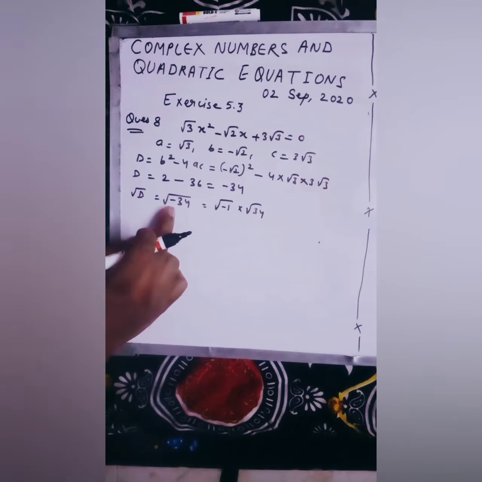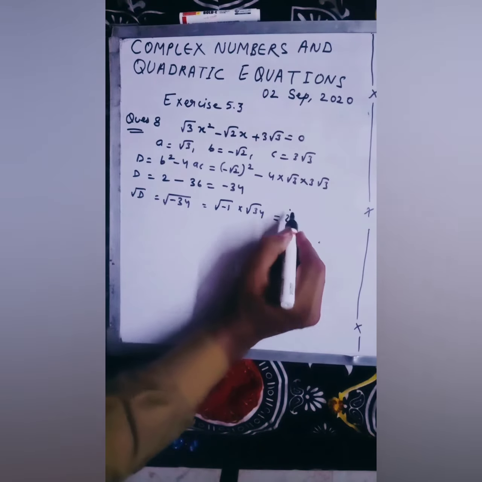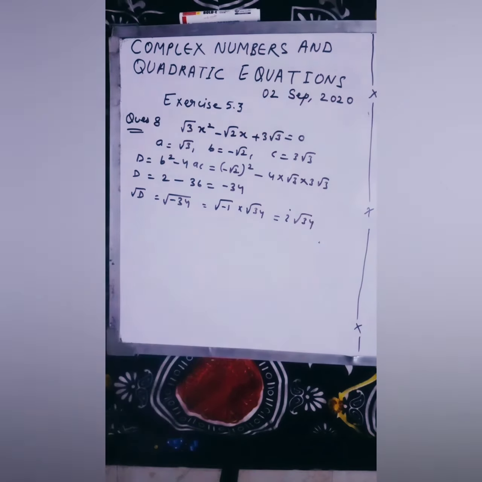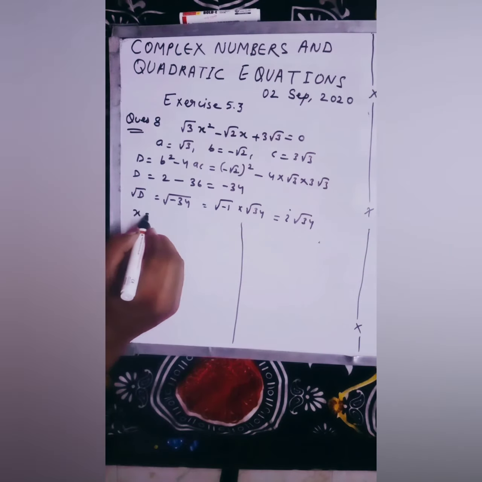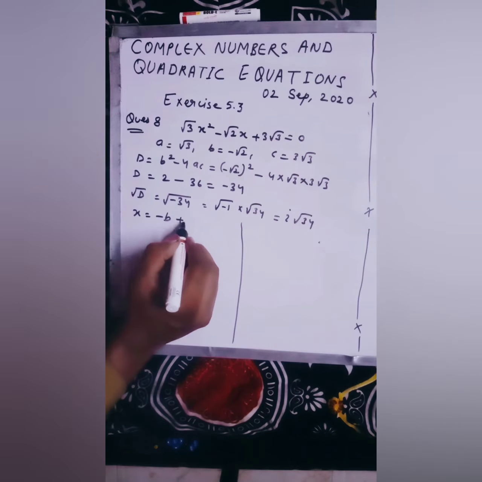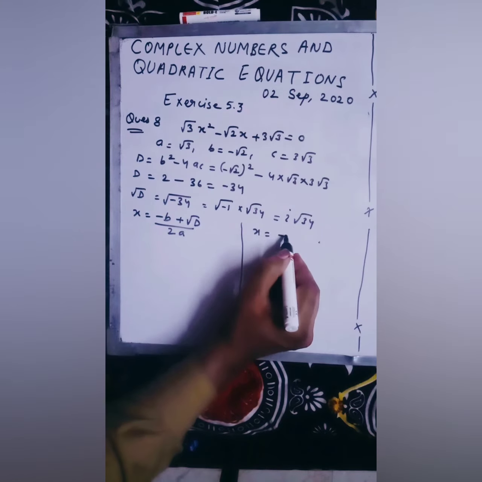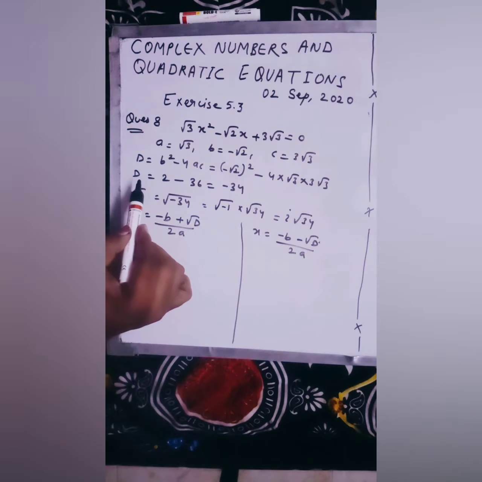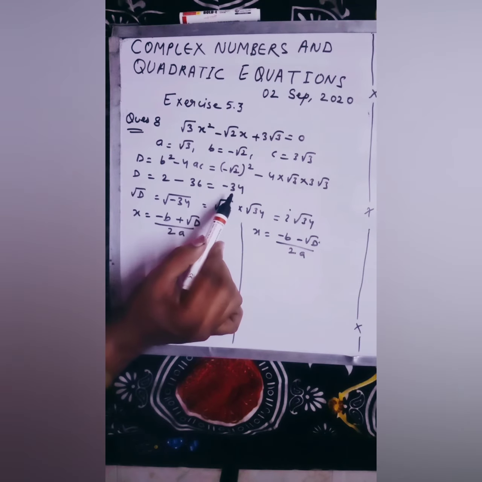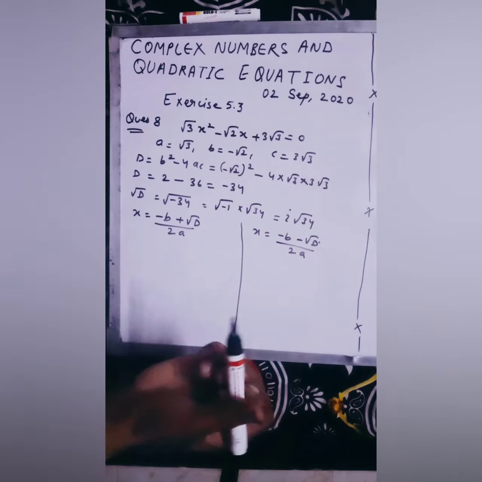I'm writing minus 34 like this, and this is your iota, and this will remain 34 because you cannot spread this. Okay, now one root of this equation will be x equals minus b plus root d upon 2a, and second will be x equals minus b minus root d upon 2a. So as you can see, your d is coming negative, so no real roots will exist.